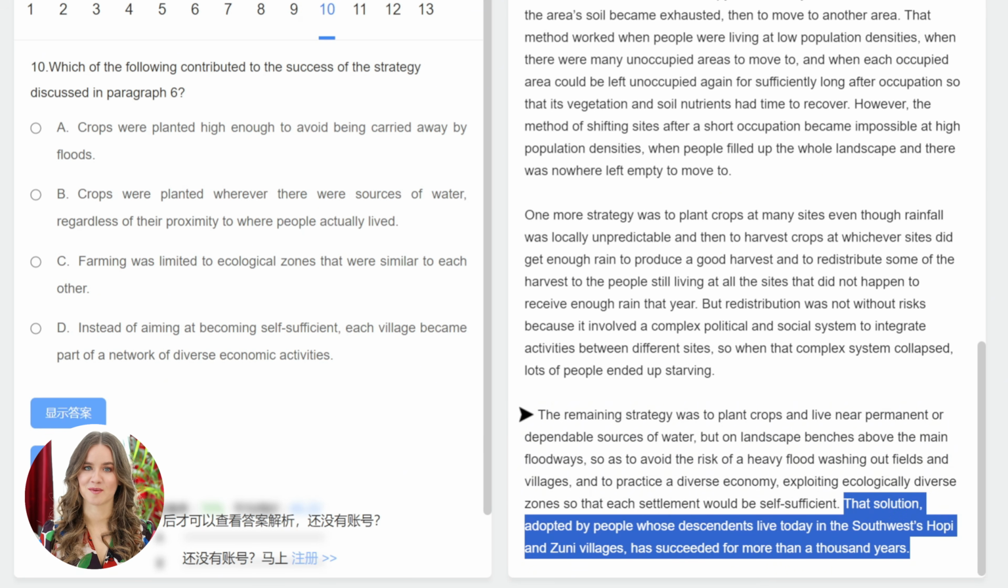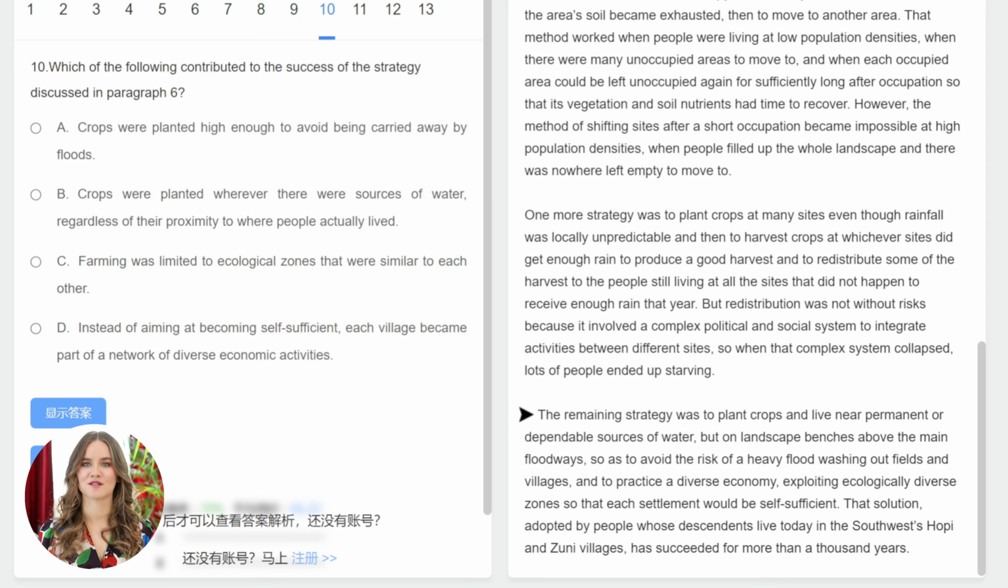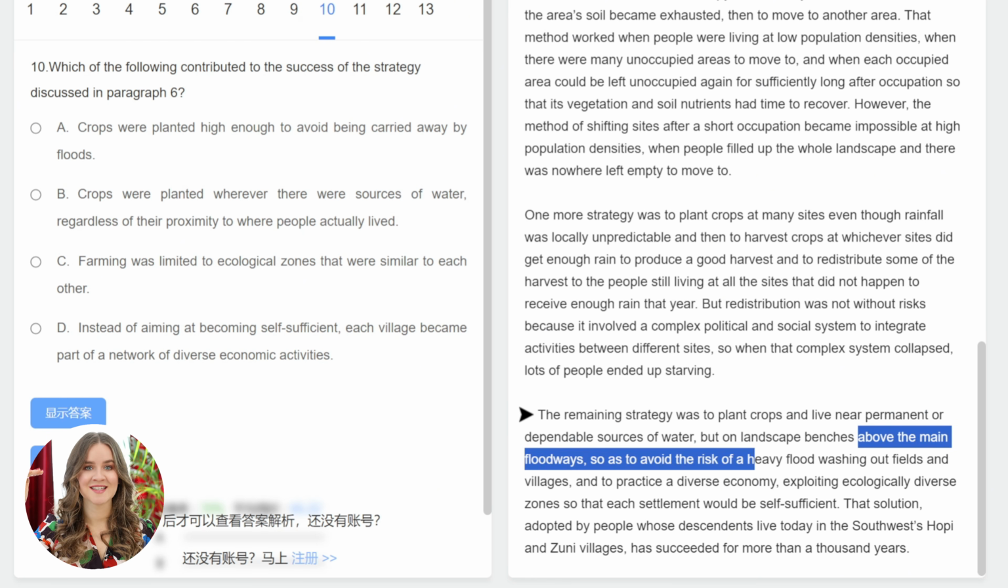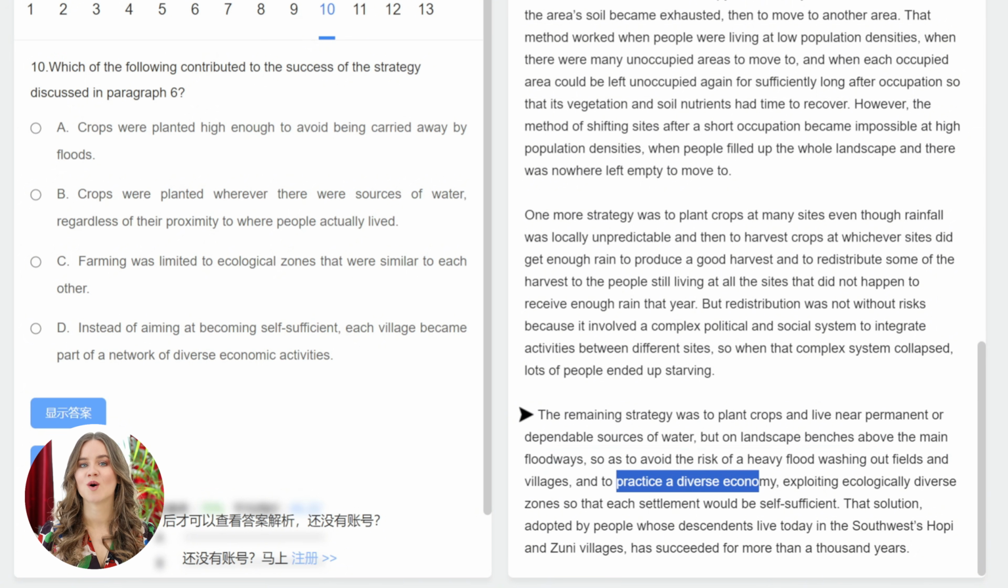That solution, adopted by people whose descendants live today in the Southwest's Hopi and Zuni villages, has succeeded for more than 1,000 years. So, the strategy succeeded. Why did it succeed? Because for one, they were planting crops and living near permanent or dependable sources of water. But at the same time, they were above the main floodways, so a heavy flood could not wash out their fields or villages. And one more reason they became successful was that they practiced a diverse economy.